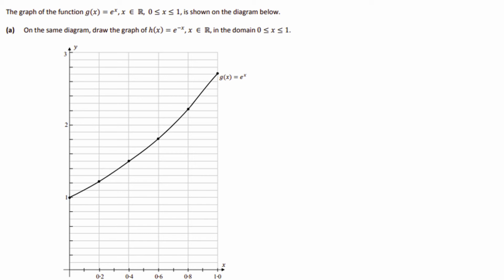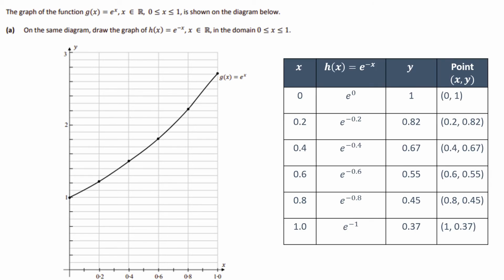So what we're going to do is make a little table and sub in the values that are being used. So you can see the dots along this g of x. It's subbed in 0, 0.2, 0.4, 0.6, 0.8 and 1. So here's my little table.